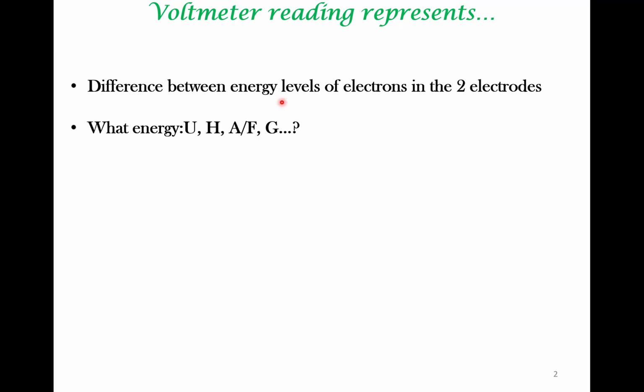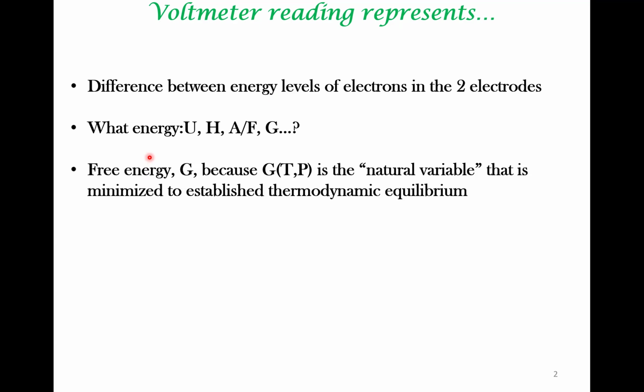So then the next question is, what is the energy we are referring to? In your thermodynamics classes, you would have heard there are different kinds of energies, right? Internal energy, Helmholtz free energy, and Gibbs free energy. So what we are referring to in this case is Gibbs free energy. Why so? Because Gibbs free energy is the natural variable that is minimized to establish thermodynamic equilibrium when the corresponding free variables are temperature and pressure.